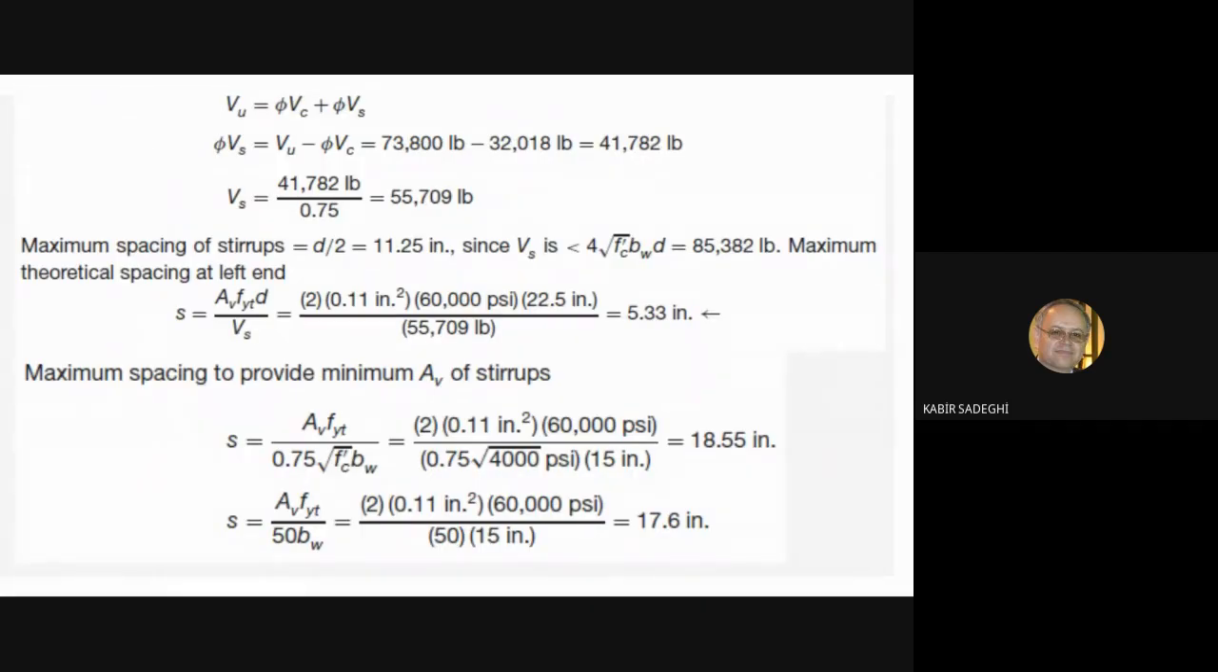Therefore, considering the VU, maximum VU that we calculated, from this formula, we find phi Vs. And then by applying the values that we had, phi Vc, Vu applied, we find phi Vc equals this. Applying here, we find divided by phi, we find Vs.